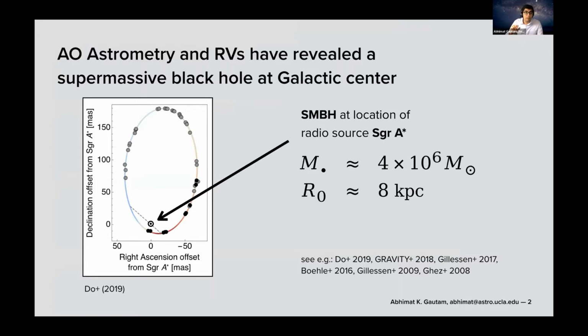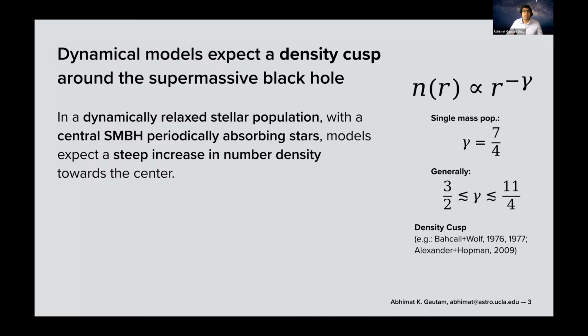This mass estimate is important because it is on the low end of what we observe for central black holes in other galaxies, and that has important dynamical consequences. One important consequence of the low mass of the black hole is that the lower the black hole mass, the lower the dynamical relaxation time that you expect for a stellar cluster around the central black hole. From dynamical models, we expect that relaxed populations, if they exist around a central black hole that periodically eats stars, should exhibit a steep increase in stellar density towards the center. If we model the density as a power law, the exponents on the right side of the slide are what we end up expecting. This steep increase in density is called the density cusp.